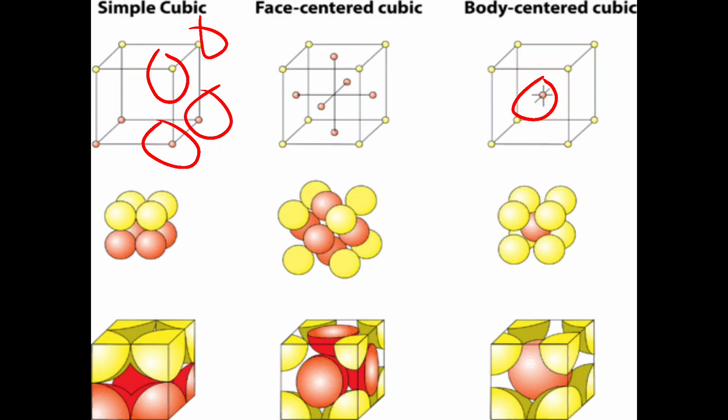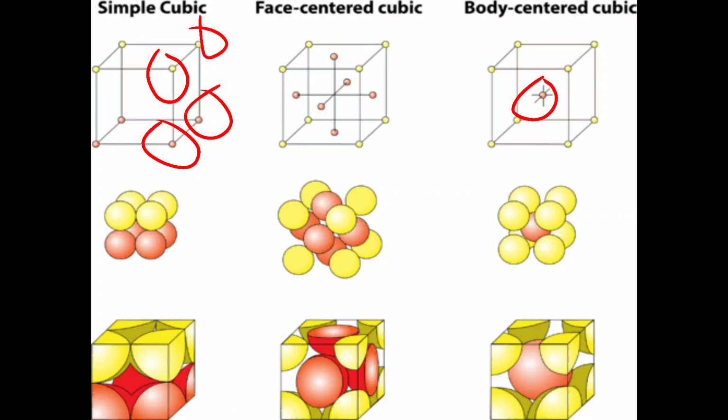Then face centered, atoms are at the corners, plus there will be one atom at each face. How many atoms are there? How many faces are there for a cube? There are 6 faces. That means there will be 6 atoms. That means each face will have one atom. Okay, that's a face centered.